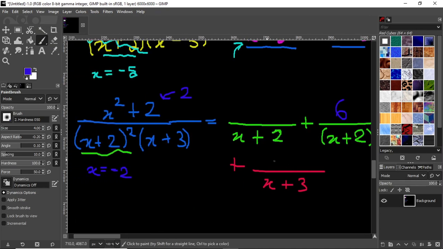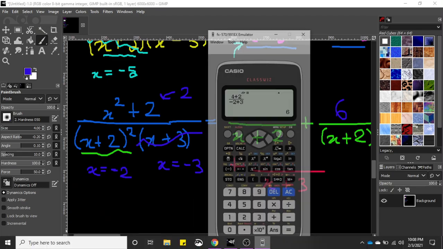And for this one, let's say, well, this is 0. This is 0 at x equals -3, right? Okay, and let's pretend that it's not there. Let's pretend it's not there. So evaluate this fraction at x equals -3.